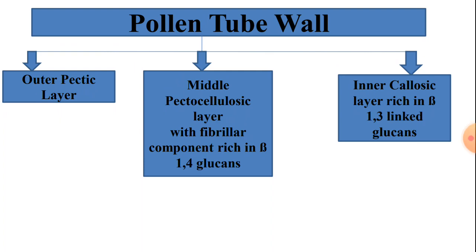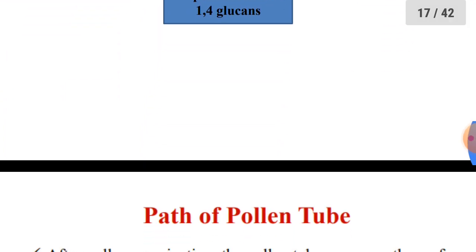Pollen tube wall. Pollen tube is made up of three wall layers: outer pectic layer, middle pectocellulosic layer, in which fibrillar component rich in beta 1,4-glucans are found, and inner callosic layer that is rich in beta 1,3 linked glucans.